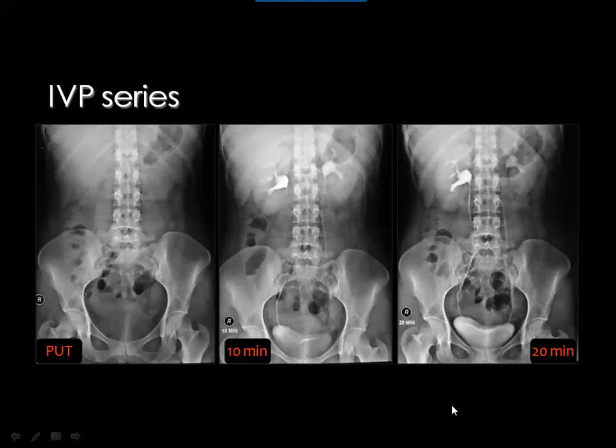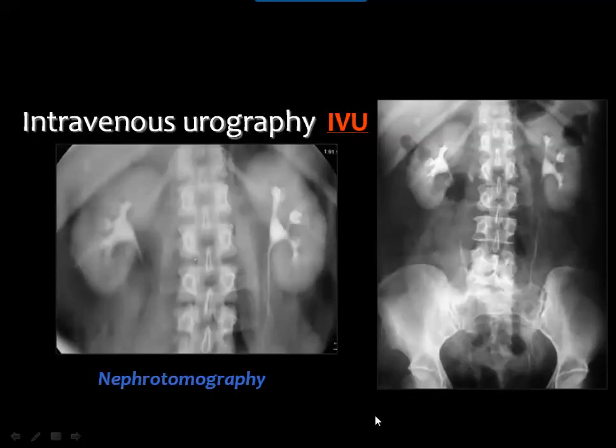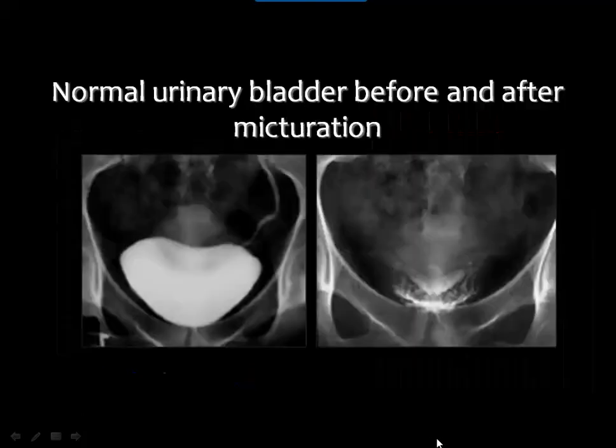Then you may select the proper timing you want, and this is just an example. We have a film after 10 minutes from contrast injection and 20 minutes from contrast injection. Then you may use the tomographic facility in the machine to remove the gas shadows from the renal area, so that you are able to see the accurate contour of the kidney, to evaluate the renal parenchymal thickness, and to show clearly the pelvicalyceal system.